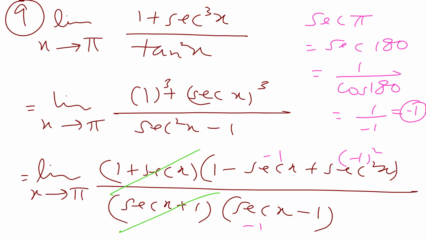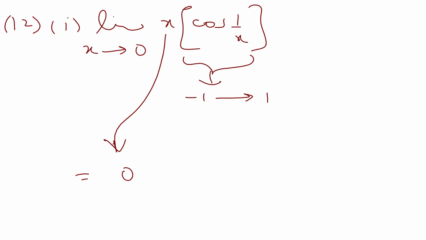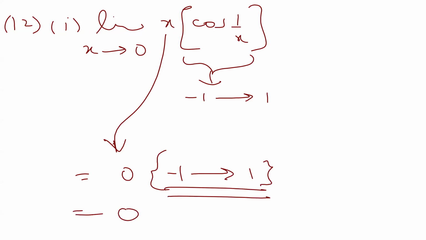Let's go to question number 12 of the 8th exercise. Question number 12, sub question 1, limit x approaching 0, x cos 1 upon x. Now guys, cos of any angle lies between minus 1 to 1. So this value always lies between minus 1 to 1, and there is no denominator for this problem. So make this x 0, and this value will always lie between minus 1 to 1. So 0 into any value between minus 1 to 1 is 0.